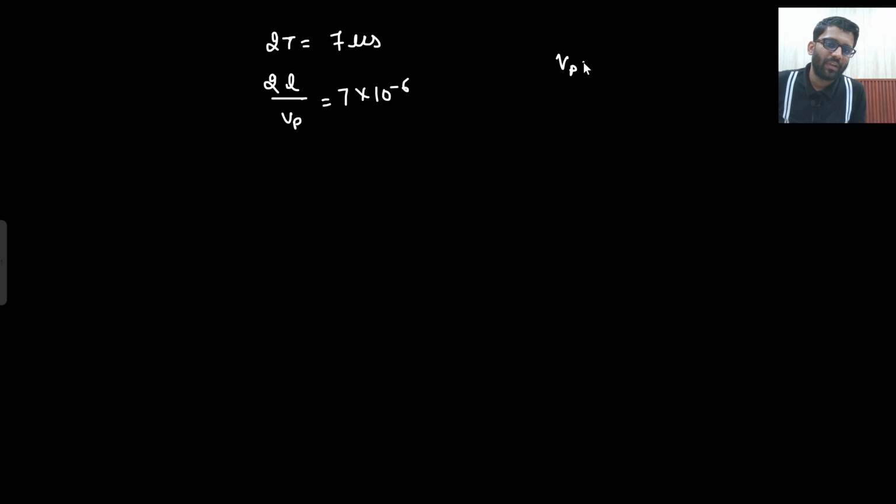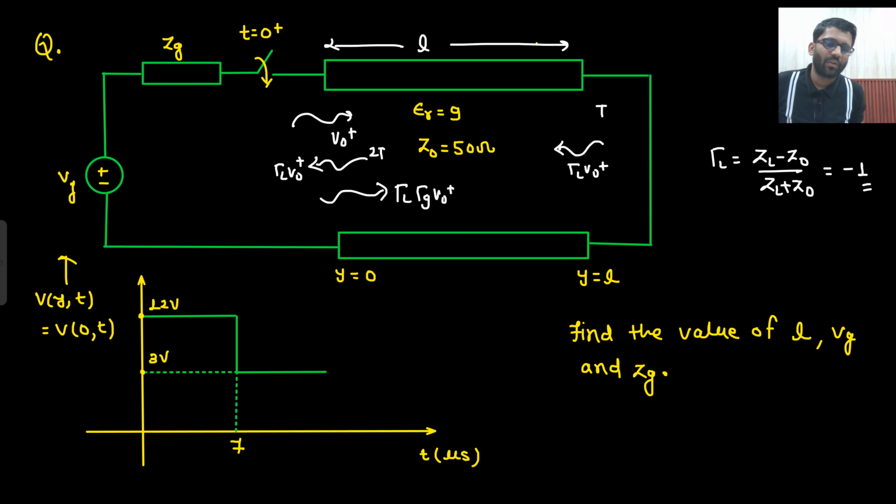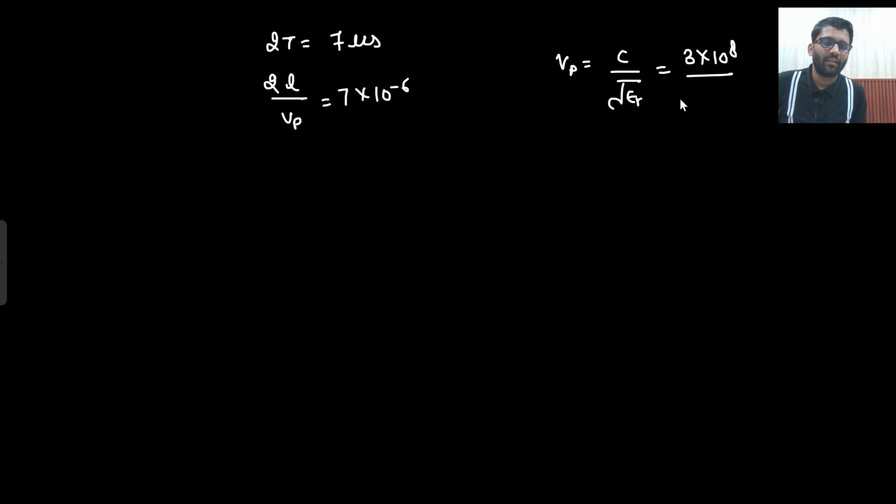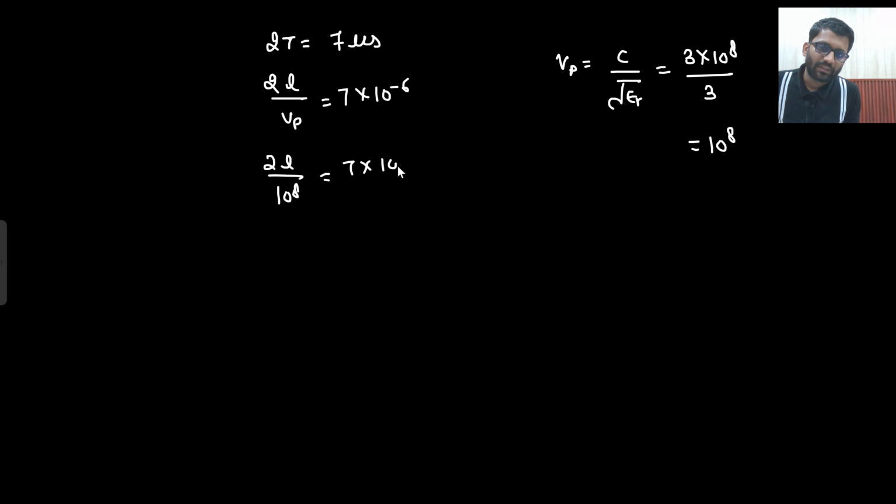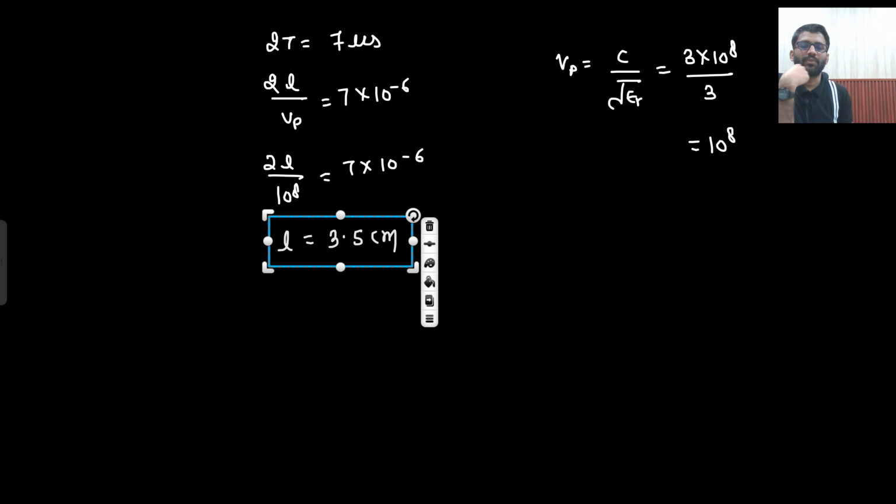So what is the value of Vp here? Vp is C by square root epsilon r. C is 3 into 10 to the power 8. What is the value of square root epsilon r? Epsilon r is 9, so square root of 9 is 3. So your Vp is 10 to the power 8. So 2L divided by 10 to the power 8 is equal to 7 into 10 to the power minus 6. So L is equal to 3.5 centimeter. So the length is equal to 3.5 centimeter.